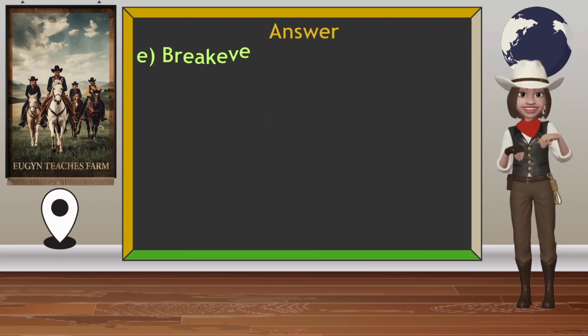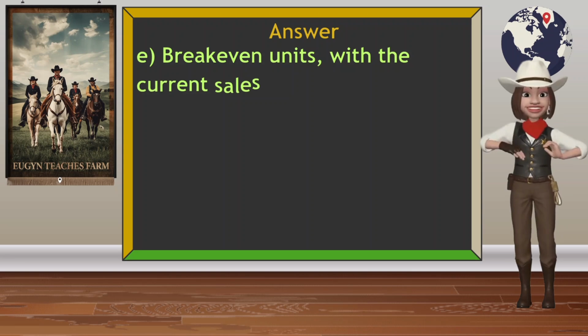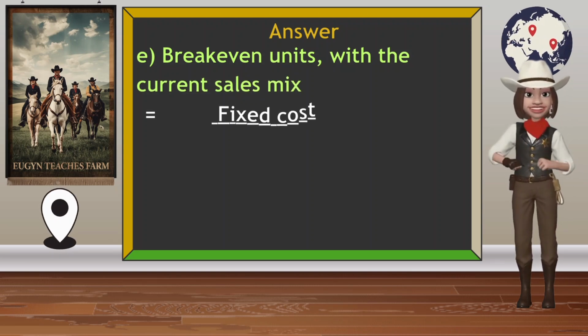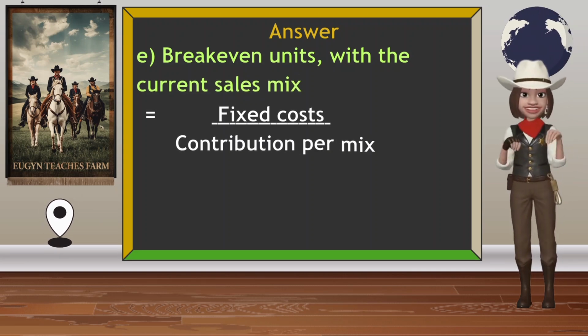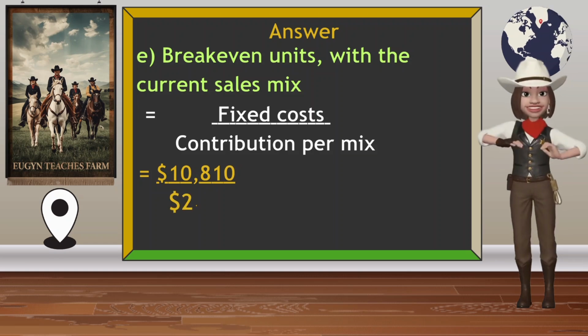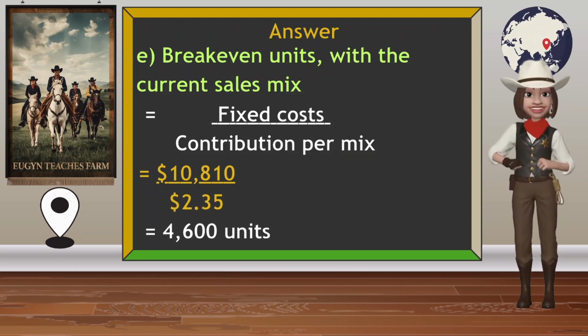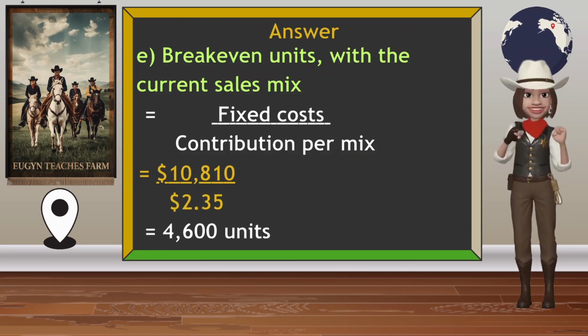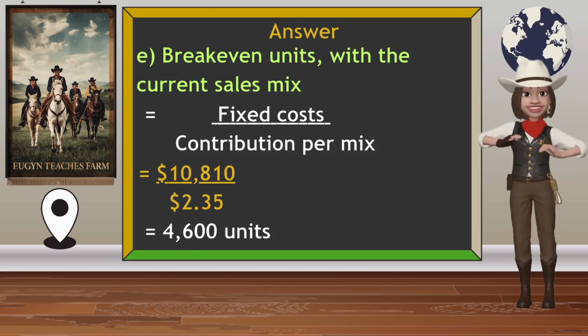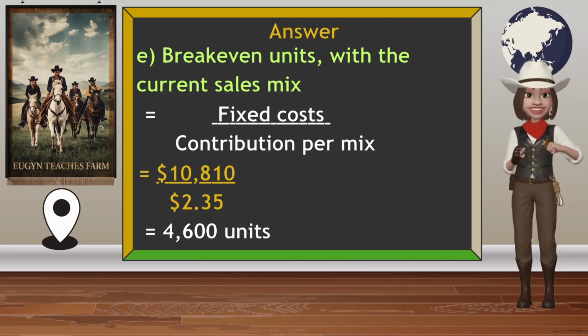To calculate the break-even units for the three products, we take the fixed cost and divide it by the contribution per mix. The fixed cost is $10,810 and the contribution per mix is $2.35. That gives us break-even units of 4,600.